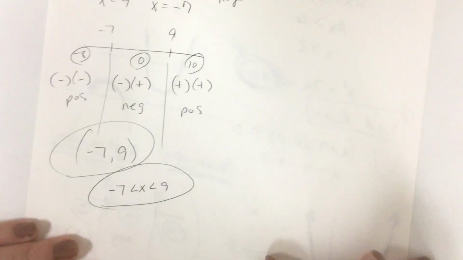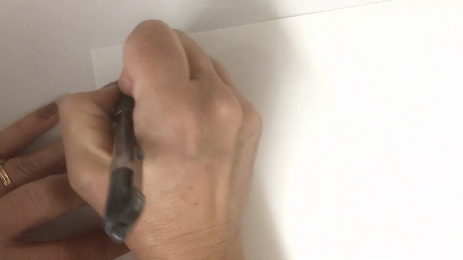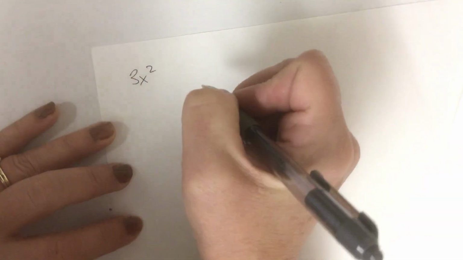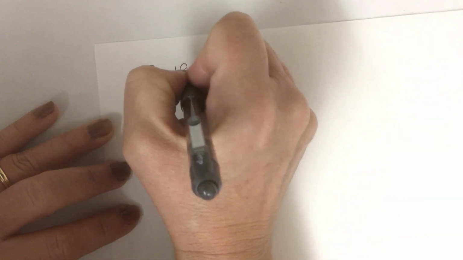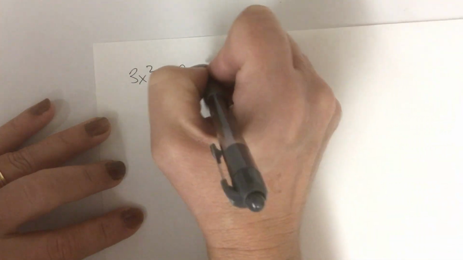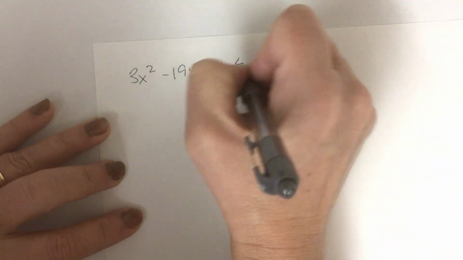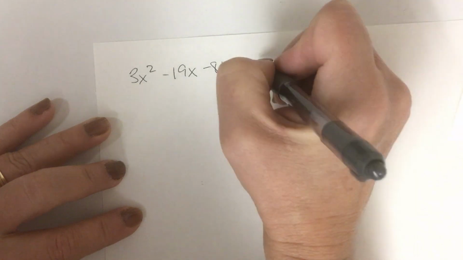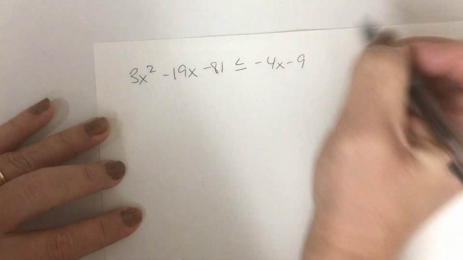Okay, so let's say we have 3x squared minus 19x minus 81, and we want to know where that's less than or equal to negative 4x minus 9.